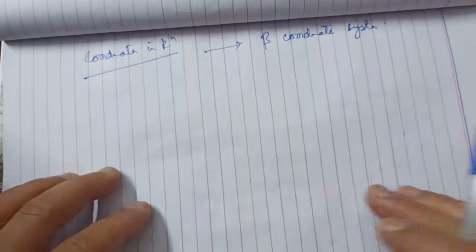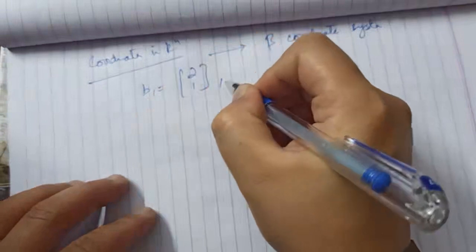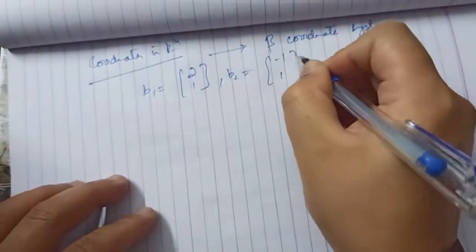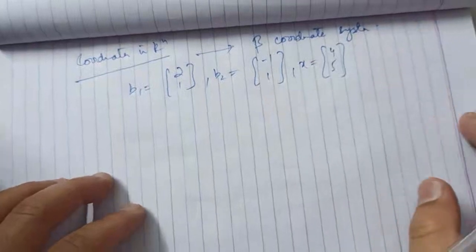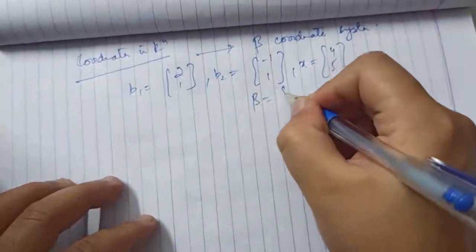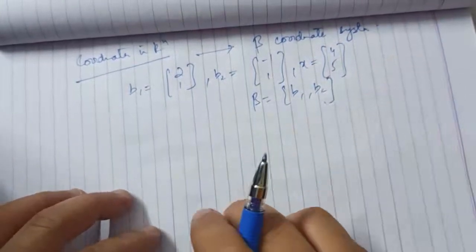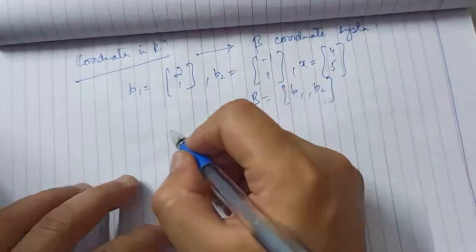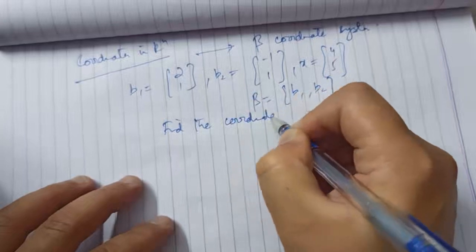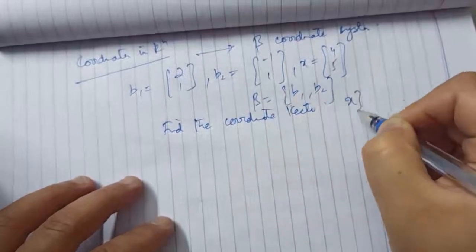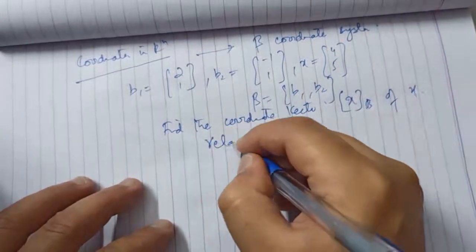Now from that, let's say I have b1 equals (2, 1) and b2 equals (-1, 1), and x equals (4, 5), okay? And the vector space beta is b1 and b2, okay? Now what you have to do is find the coordinate vector, the coordinate vector of x relative to beta, right?